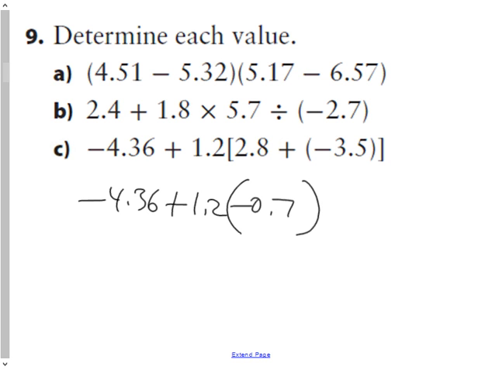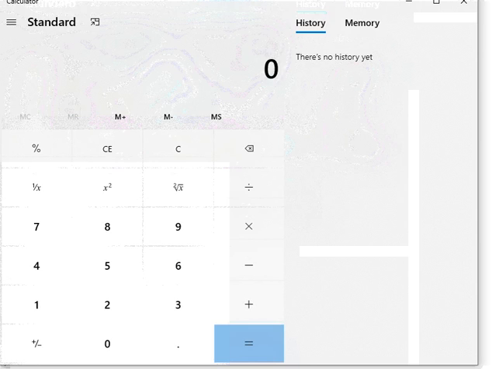Once you have the bracket simplified, you now have an addition and a multiplication. You're going to do your multiplication first. So I'm going to write down that addition. 1.2 times decimal 7 is 8.84, is that right? I'll take my calculator.